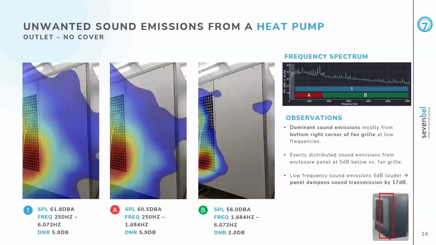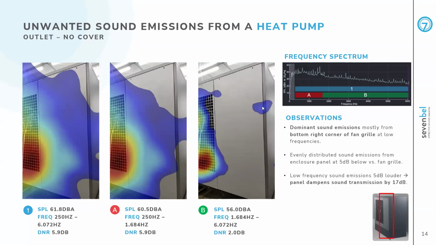Coming back to the initial hypothesis that it was mostly associated with vibrations of the enclosure panel, this is not necessarily something that we can see here. What we see is essentially a dominant sound source in the bottom right corner of the fan grill. Across the broadband frequency band, and also in the low frequency portion, it is mostly coming from the bottom right corner of the fan grill, maybe also a little bit of surface vibrations from the enclosure panel. But when we look at the so-called dynamic range of the acoustic image, we see that it is 6 dB below. So the panel itself is certainly a secondary contributor.